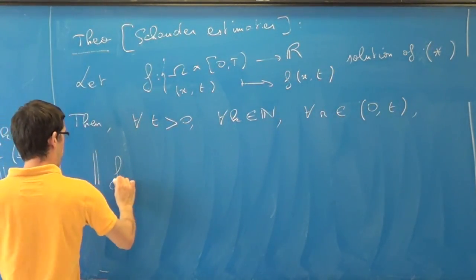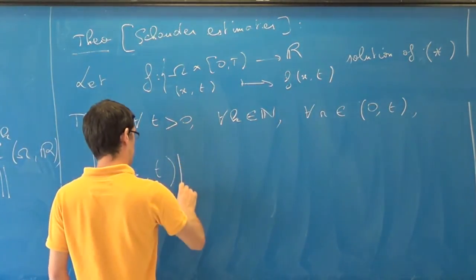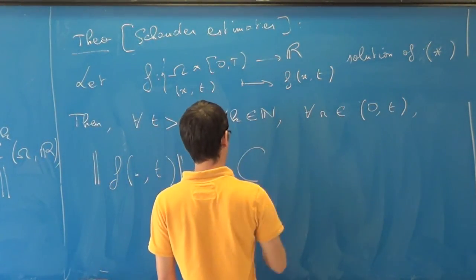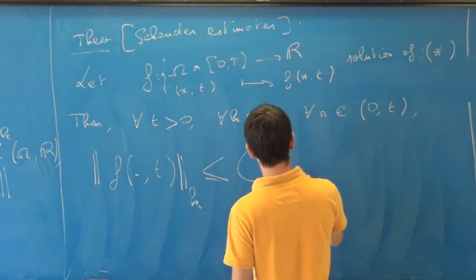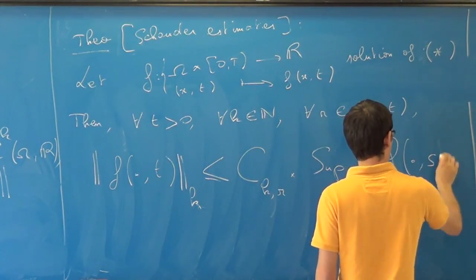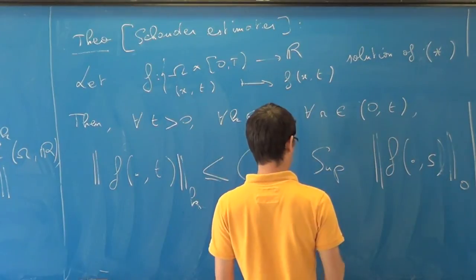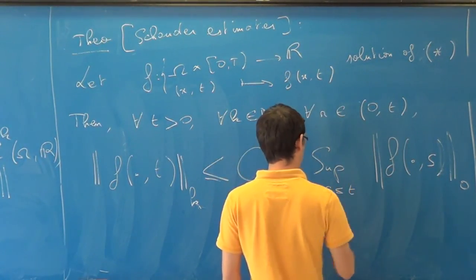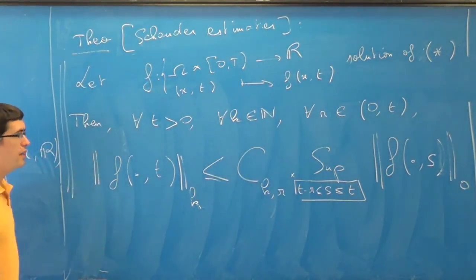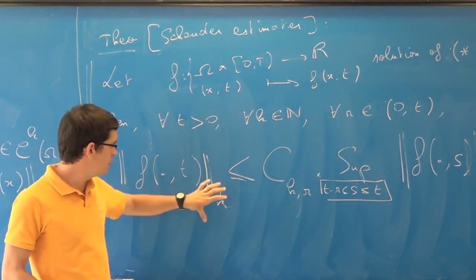the norm of f at time t, so this is a function on omega at time t, of order k, is controlled by some constant times the norm of f at time s, but not of order k, just the norm of order 0, just the sup of f for some time s which is between t and t minus r. Okay, so this means that if I control just the C0 norm on a small interval, I control the norm of any order of the function.